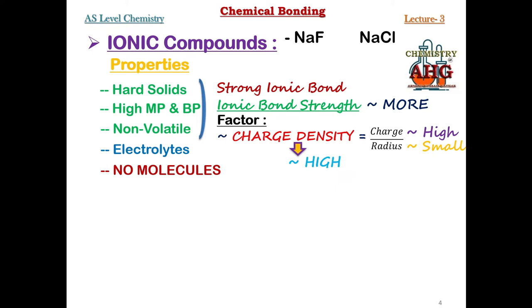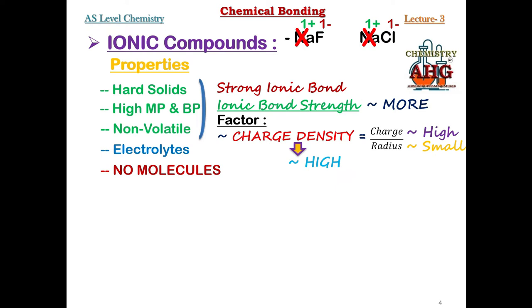Now, let's see this example. Just write down the charges: sodium 1 positive, F 1 negative, sodium 1 positive, Cl 1 negative. One thing you can notice in both these compounds is that the sodium ion is a common ion. Whenever common ions are present, they cannot play any role in deciding the strength of ionic bond, in deciding the melting and boiling point. So which ions normally matter? Those ions which are different. Right now, one compound has the fluoride ion, the other compound has the chloride ion.